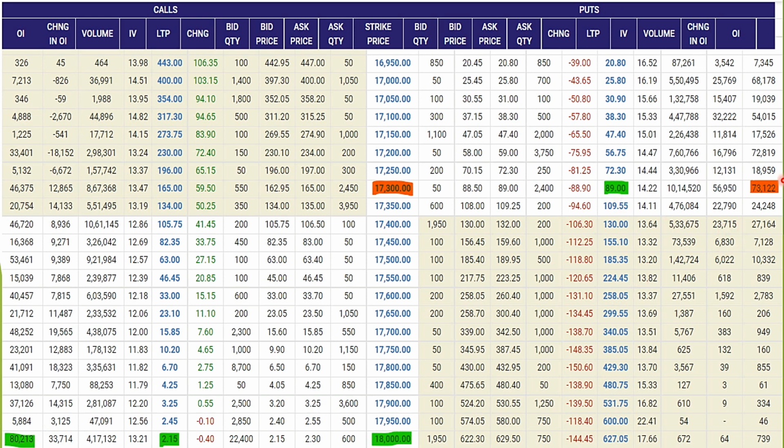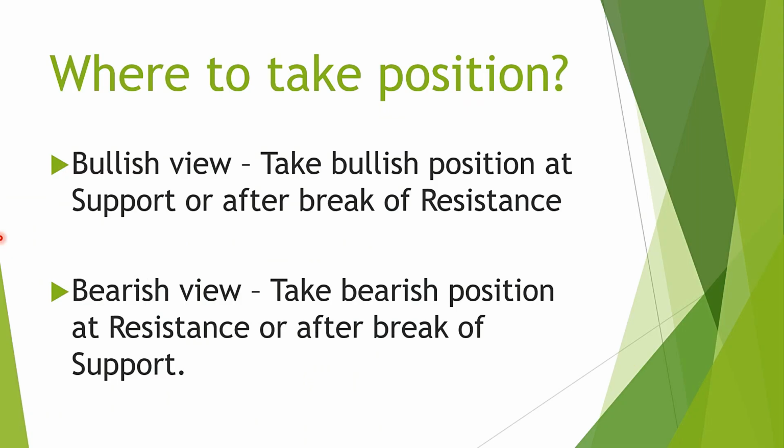So in this example, we can see that premiums are decreasing on the put side and open interest is increasing on the put side. That means short build-up is getting created here, and here long build-up is getting created, and both are bullish. This type of option chain analysis can be very useful for intraday option trading by determining support and resistance levels and taking appropriate positions near support or resistance.